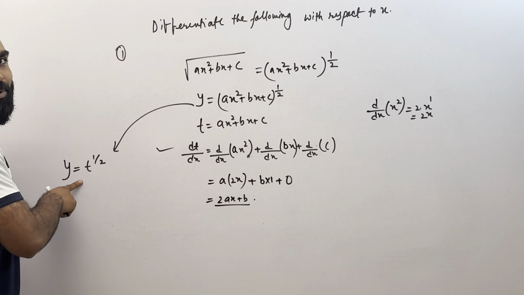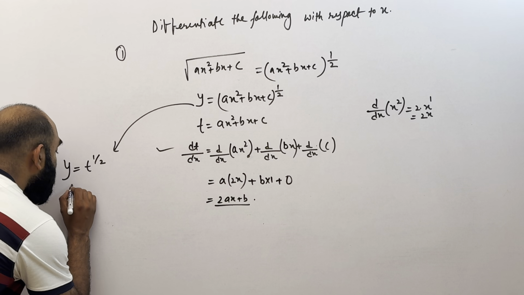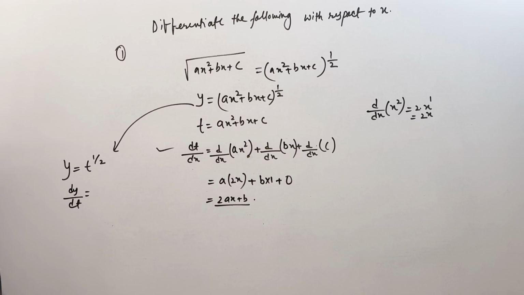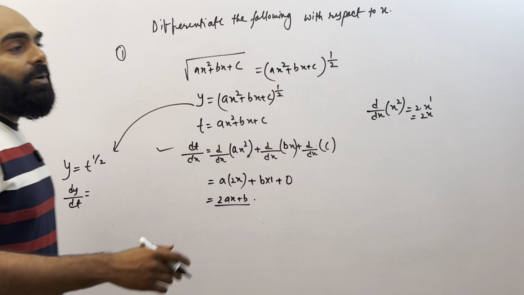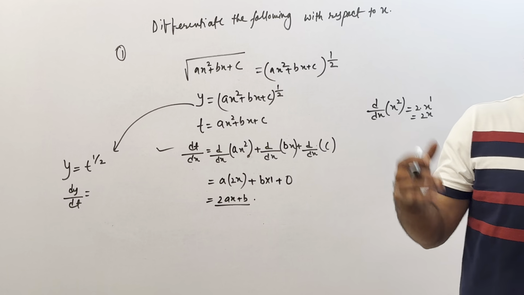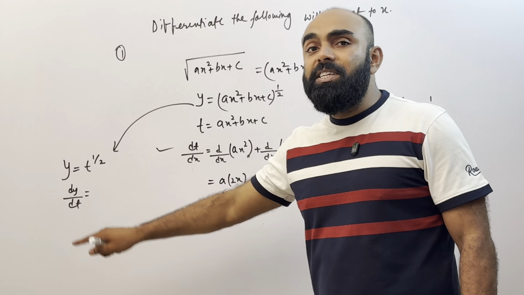First step is this one I have to do. y is equal to t to the power 1 by 2. So y is a function of t, a function of t only. So what will I do? I will differentiate with dt. Again, it is x to the power n form. Like I am writing y is equal to x to the power 1 by 2, so y is a function of x and I will differentiate with dx. If y is a function of t, I will differentiate with dt.